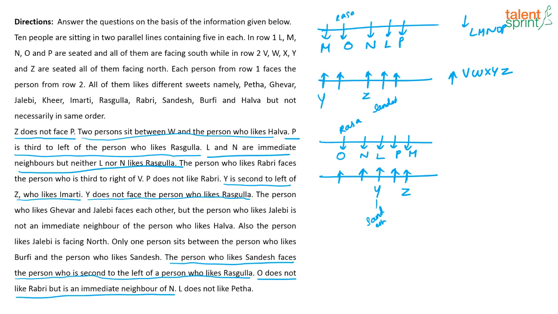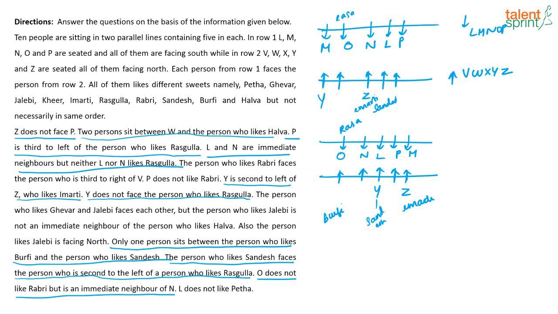What else is given? We already know Z, right? About Z they have already said that Z likes Imarti. So let me just write that down also here. Z likes Imarti. So here also I am writing Imarti. Then they have said that only one person sits between the person who likes Barfi and the person who likes Sandesh. So if this is Sandesh, then this has to be Barfi. Here it is already Imarti, that you know. Now if this is Barfi, then which has to be Halwa?